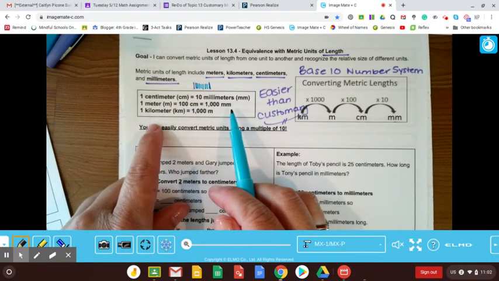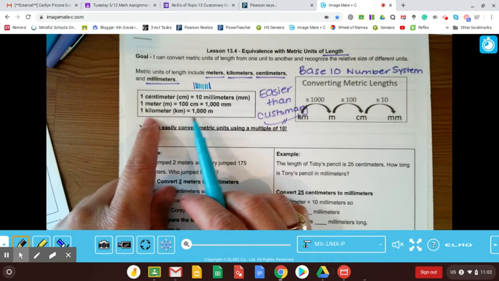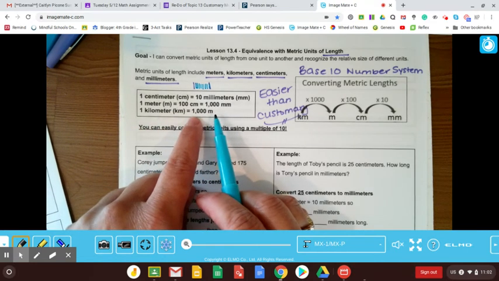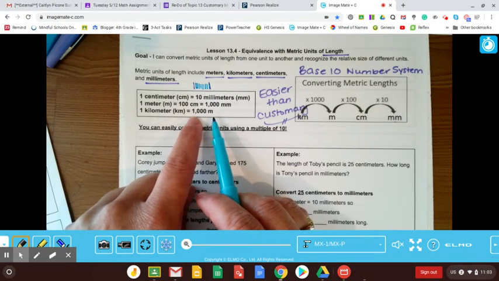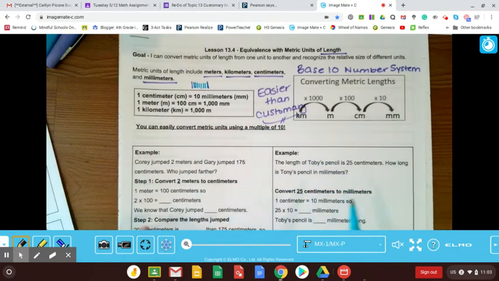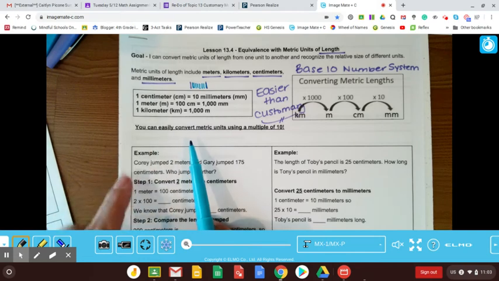stick. Now, kilometers is what we measure like driving distances, so it's pretty far. 1 kilometer is 1,000 meters. So if I took from my classroom those long meter sticks and I lined up 1,000 of them end to end, that would be 1 kilometer. And the cool thing about it is that we can easily convert because it's multiples of 10.